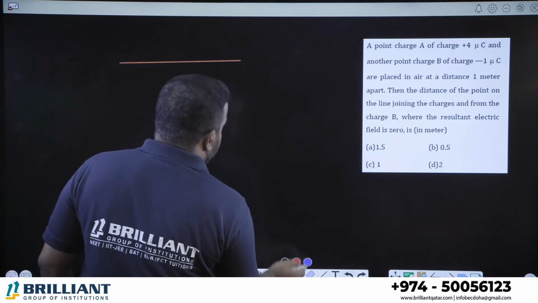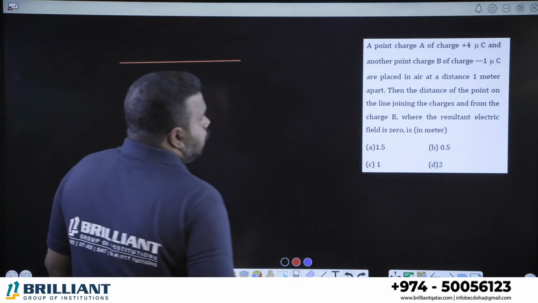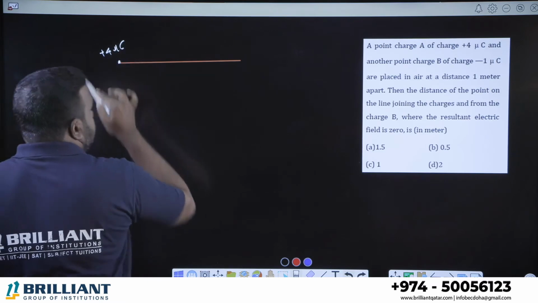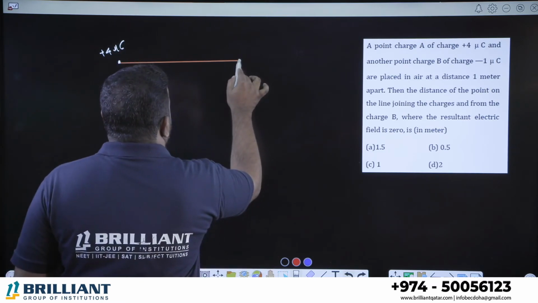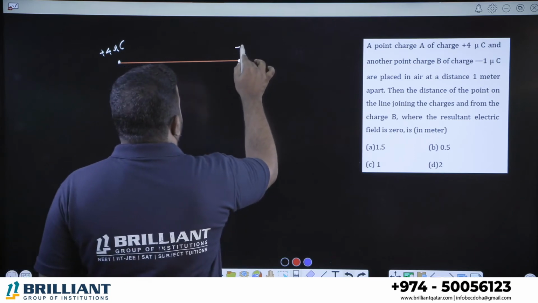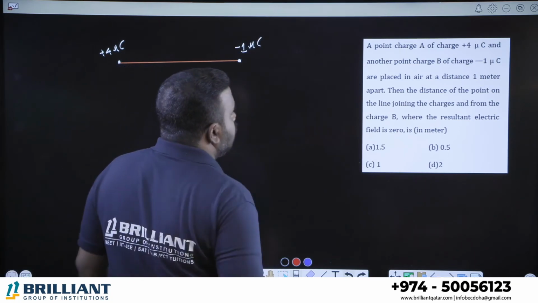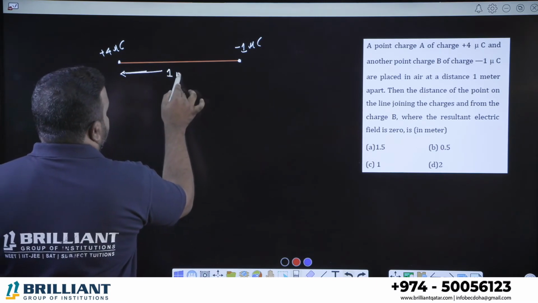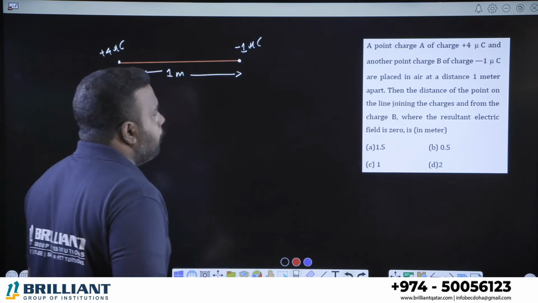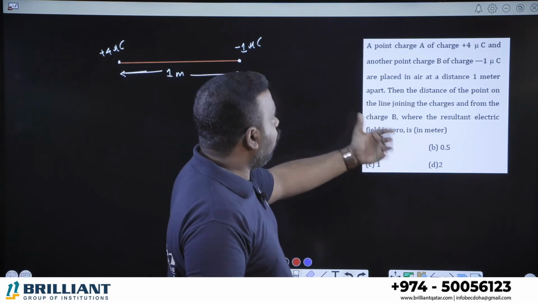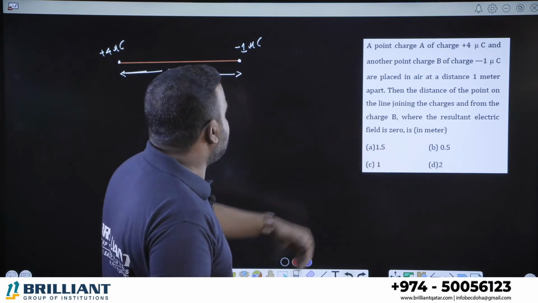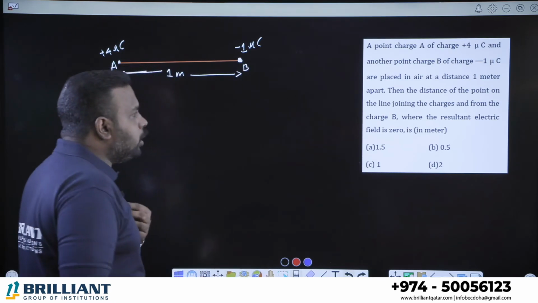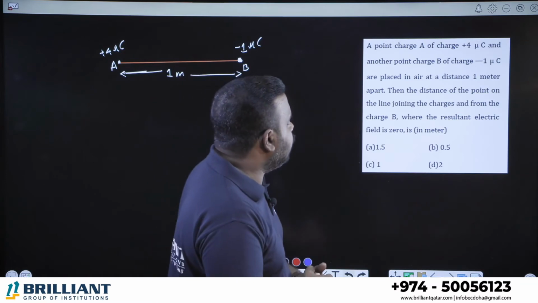Two charges. One is plus 4 microcoulomb and the other one is minus 1 microcoulomb. They are at a distance of 1 meter apart. So the total distance will be 1 meter. Now what we have to find is the distance of a point on the line joining the charges and from the charge B. So this is charge A, this is charge B. From B, at what distance the resultant electric field is 0.